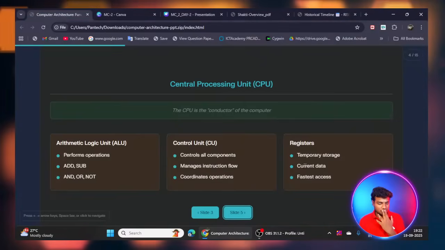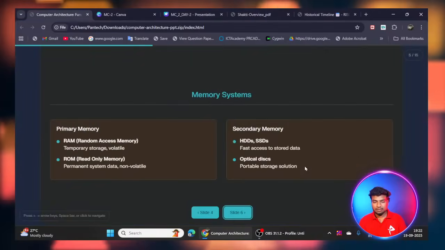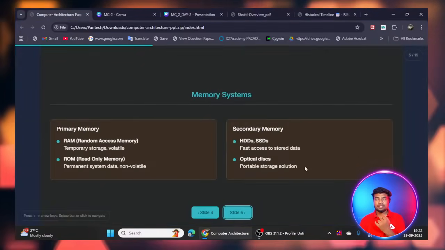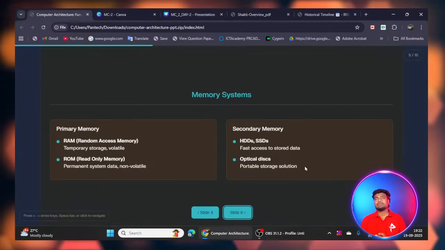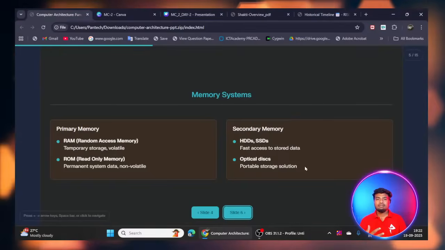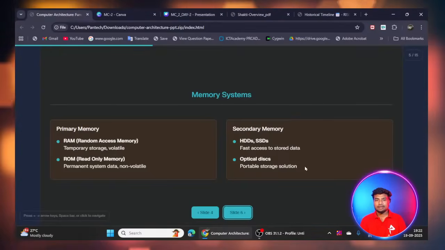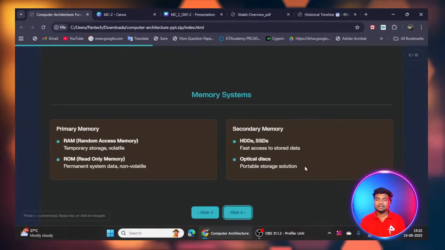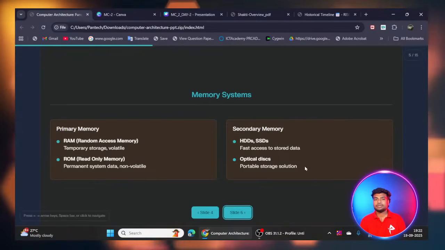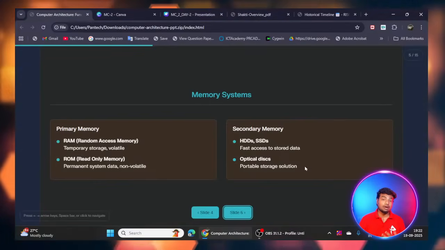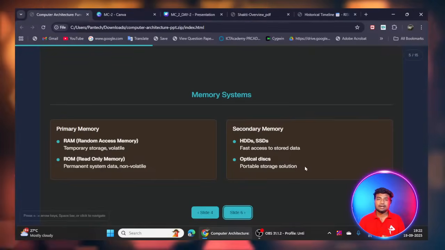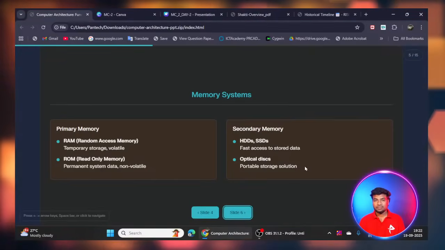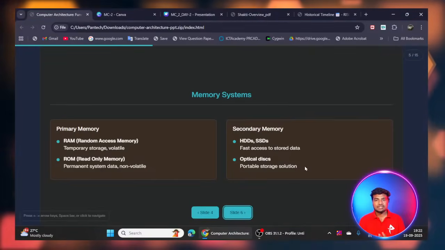Okay, and then we'll move to the memory system. We have a lot of memories like RAM, ROM, flash memory, and EPROM. We have many memories, but we can divide them into two types: volatile and non-volatile. Volatile is a kind of temporary memory, for example RAM. RAM comes under volatile memory.